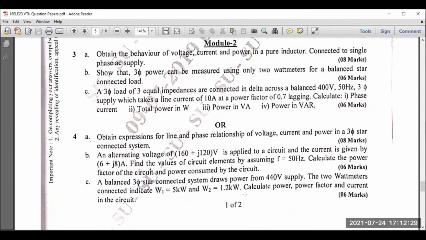Here W1 and W2 are already given. So you can calculate the total power, which is W1 plus W2, equal to root 3 VL IL cos phi. Then from that you can calculate the line current, and then the power factor. I'll be showing you the answer key. At that time it will be clarified.